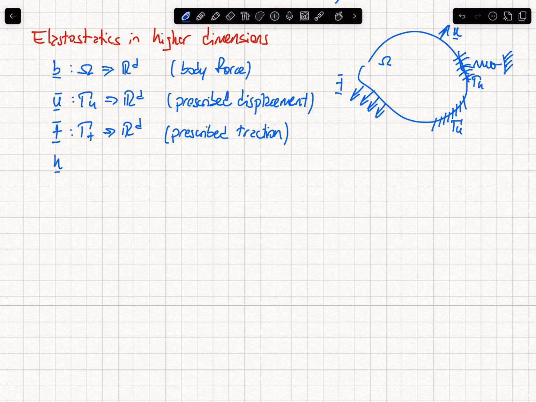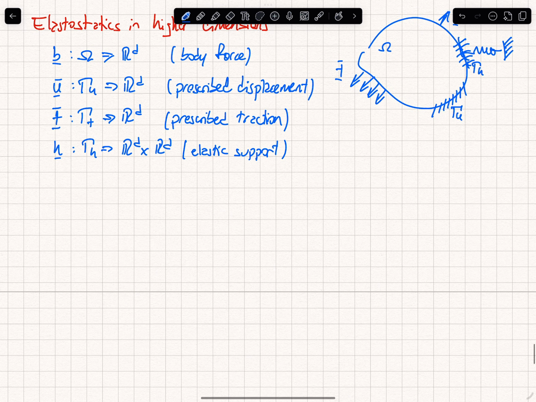And now we're going to have this h, which is now a tensor. And because it is a tensor, it goes from gamma h to R^D cross R^D. And we're going to say that this is our elastic support, the same way we have done it.